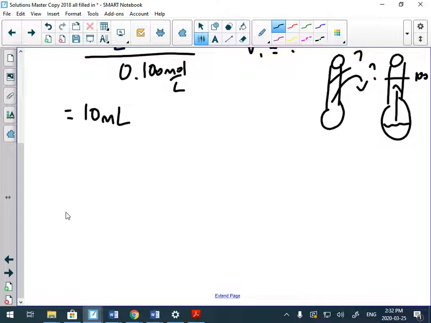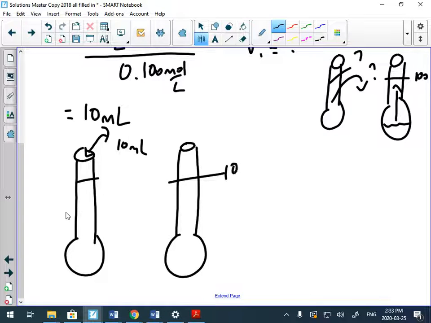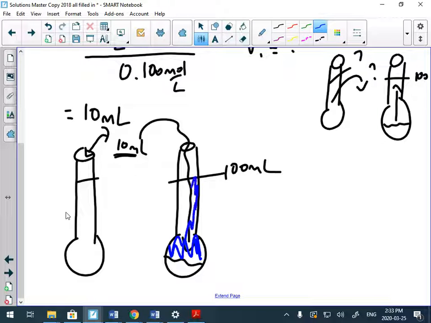So what that means is we are going to take 10 milliliters from our original solution, and we're going to put that in an empty flask. Remember, these volumetric flasks only measure 100 milliliters. So we're going to take that 10 milliliters, put it in the flask, and then we're going to put about 90 milliliters of distilled water to dilute that to the line. That changes it from a concentration of 0.1 to 0.01.